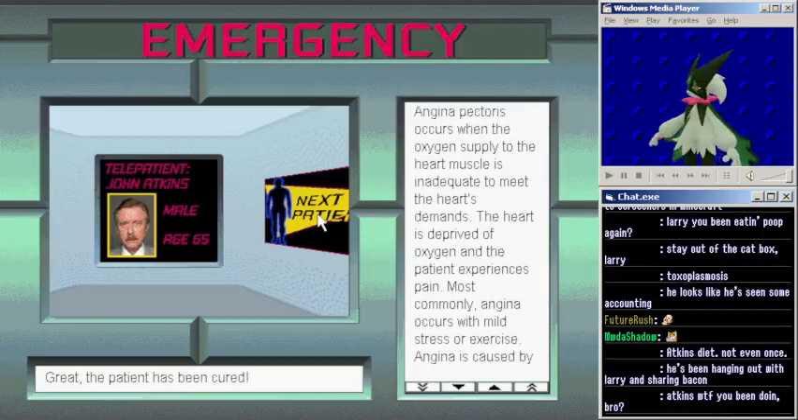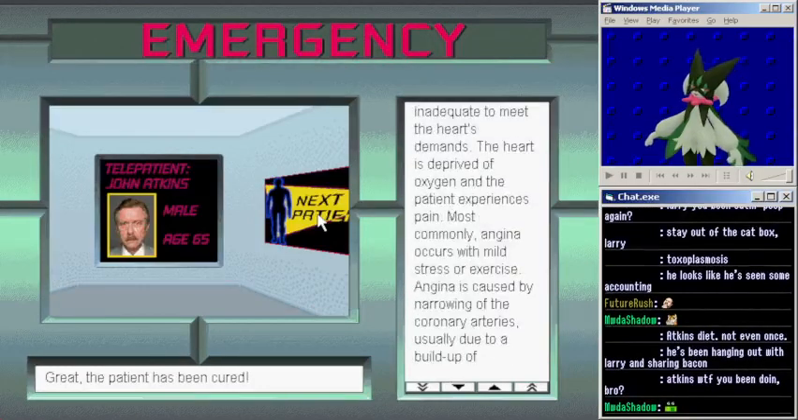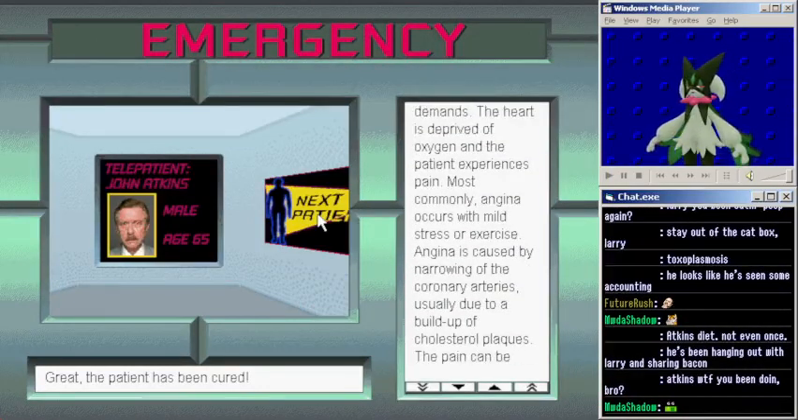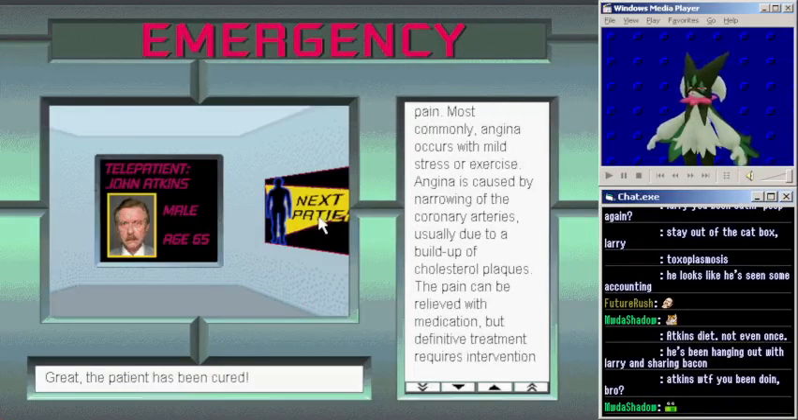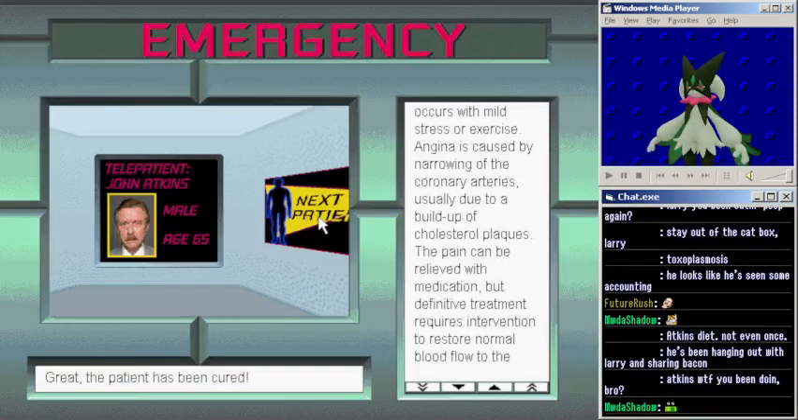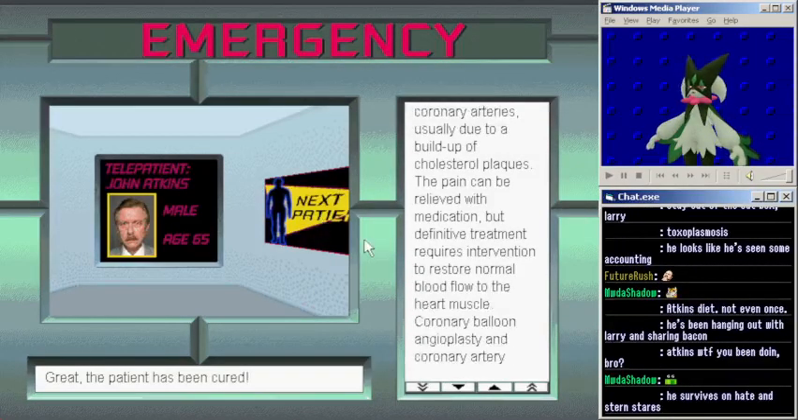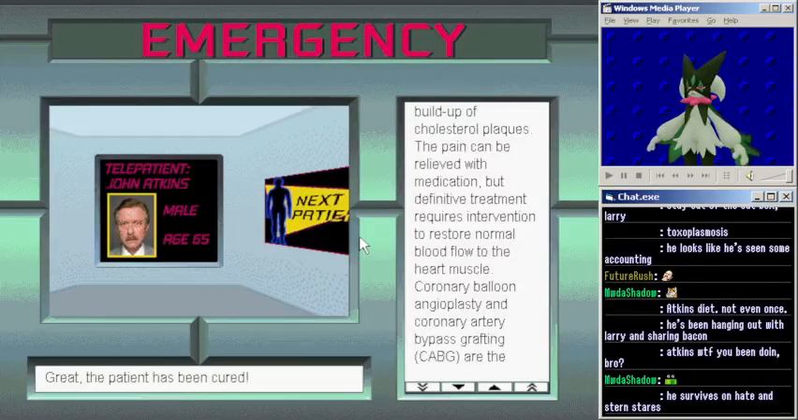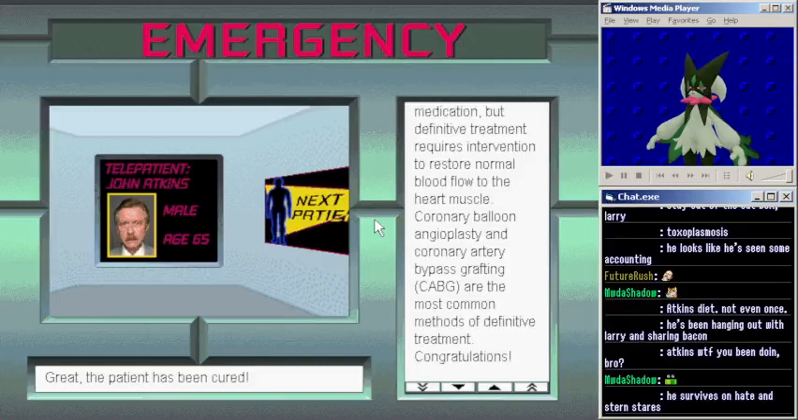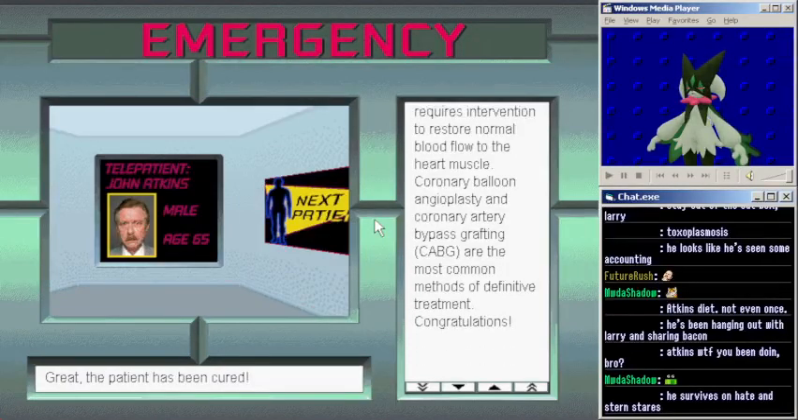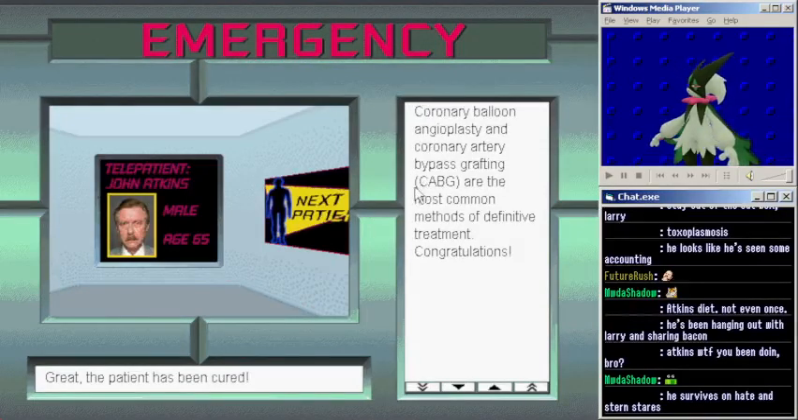The heart is deprived of oxygen, and the patient experiences pain. Angina occurs with mild stress or exercise. Angina is caused by narrowing of the coronary arteries, usually due to a buildup of cholesterol plaques. The pain can be relieved with medication, but definitive treatment requires intervention to restore normal blood flow to the heart muscle. Coronary balloon angioplasty and coronary artery bypass grafting, CABG, are the most common methods of definitive treatment.